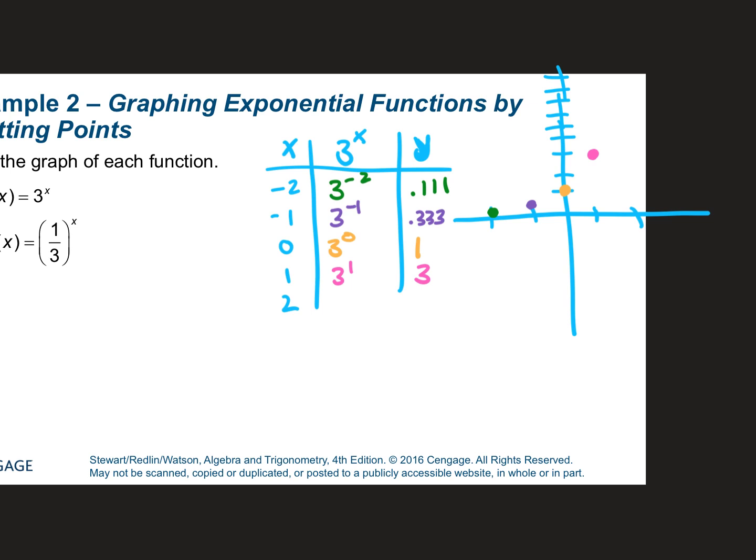And then I have 2, so 3 to the power of 2 would be 9. So I go to the right 2 and up 9. Once I have my points, I just connect the dots. So this would be an example of exponential growth because we're increasing here.